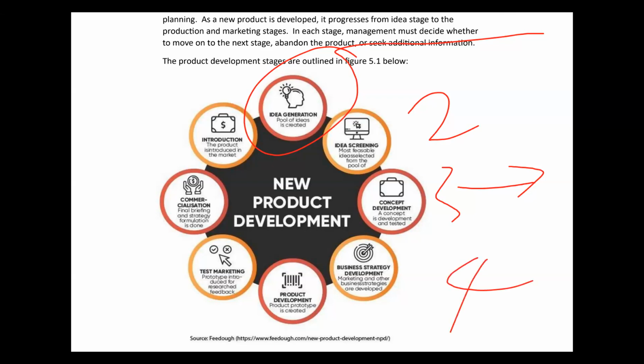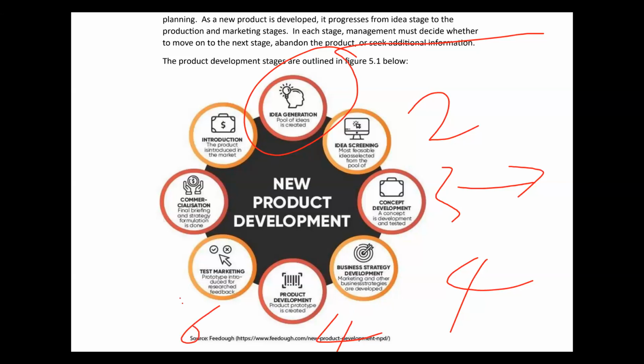And the fourth stage, we look at the business strategy development. Under this one, marketing and the other business strategies are developed. You develop the marketing strategies, you develop the other strategies for the same product. And there is product development now, right? A product prototype is created here when you reach the development of the product.